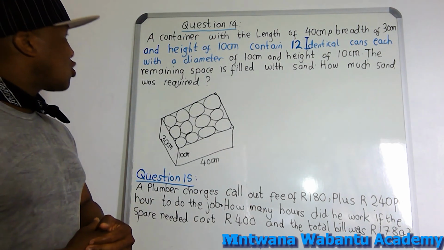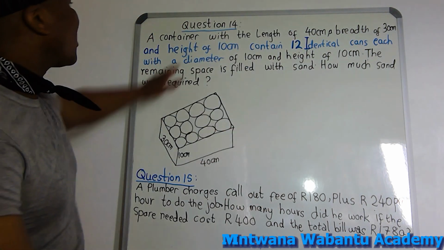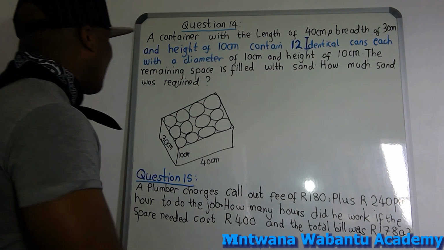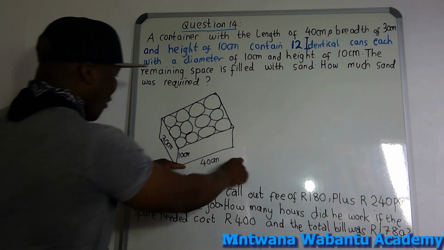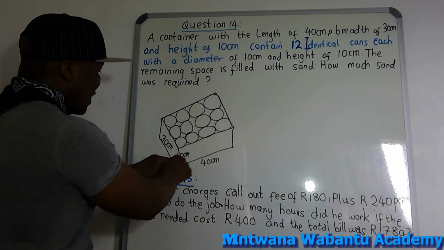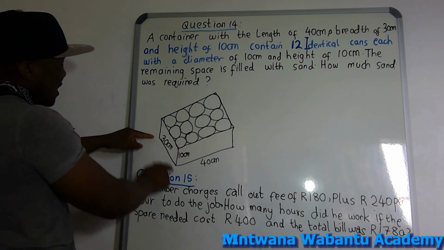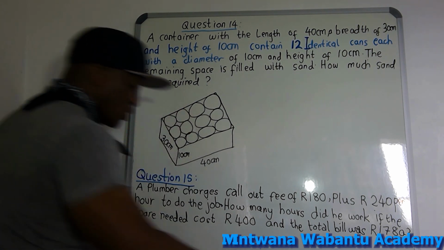Now let's get started with no time. Question number 14. A container has a length of 40 centimeters, a height of 10 centimeters, and a width of 30 centimeters. So before we do this question, let me show you something quick.